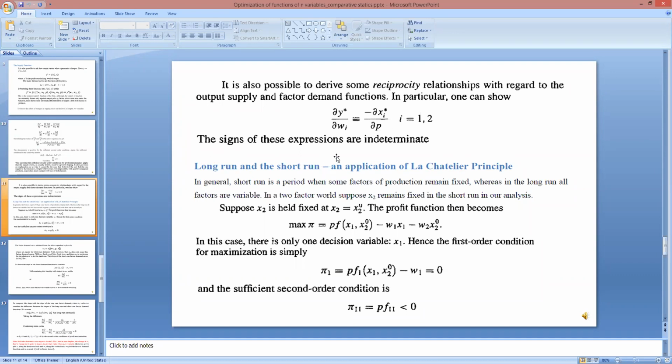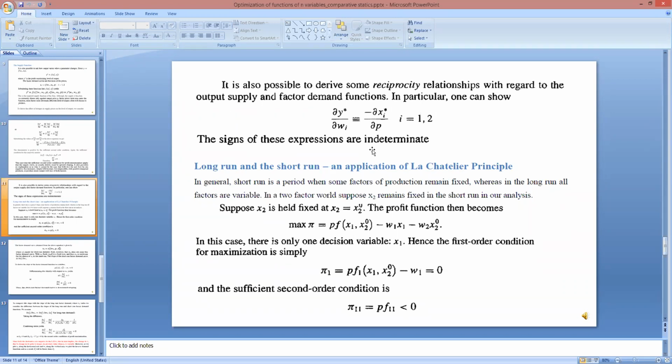Now the signs of these expressions are indeterminate as long as we are not solving any numerical exercises. You will get everything in terms of F1, F2, etc., as you complete these exercises, and you will find that it is difficult to state what the sign of these expressions will be as long as we are not getting any numerical exercises.